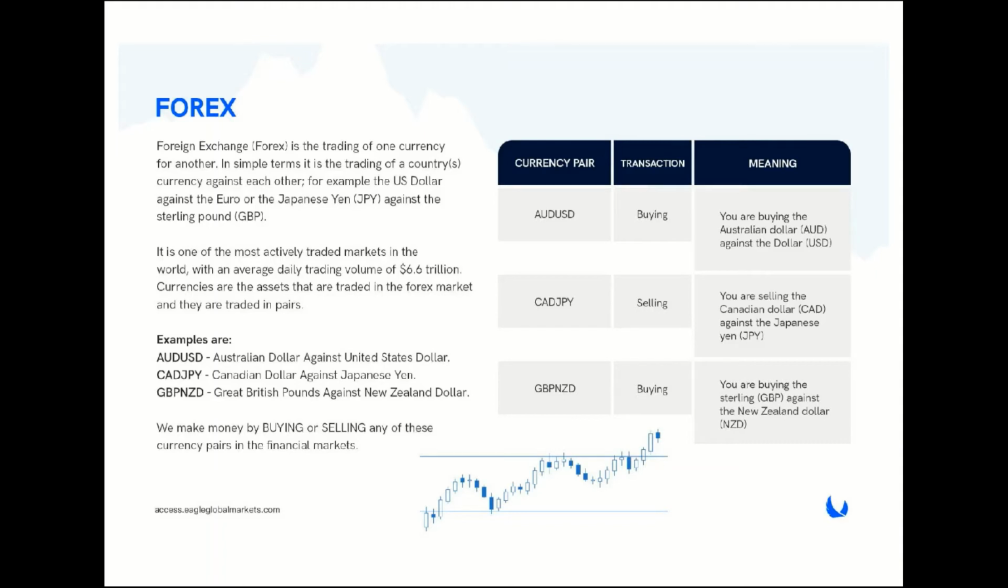CAD JPY, selling. You are selling the Canadian dollar against the Japanese yen. What it basically means is you're giving out your Canadian dollar to get Japanese yen. GBP NZD, buying. What it basically means is you're buying the sterling against the New Zealand dollar, which means you're giving out NZD to get GBP. Let's dive on to the next one.